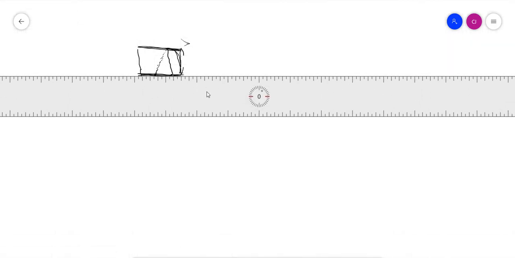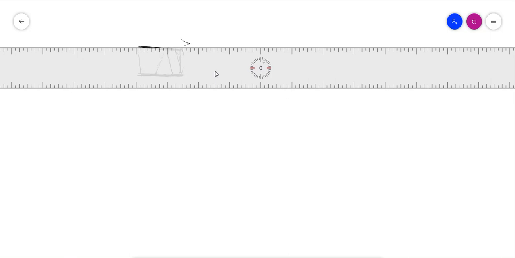The next one I do, I'm going to actually use my ruler because that'll look a lot better. The construction again is pretty easy.